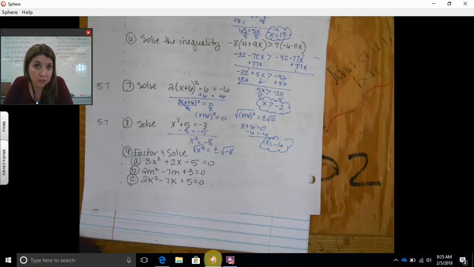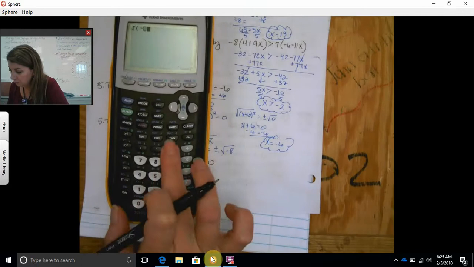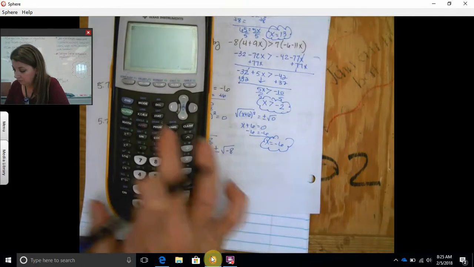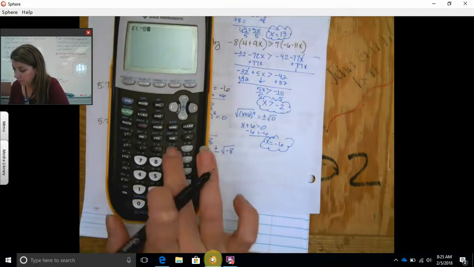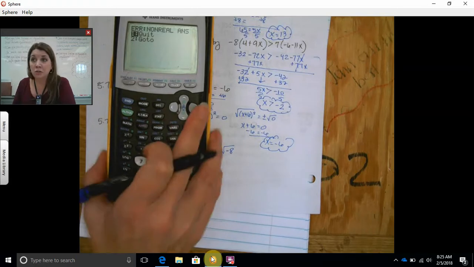Well, there's a solution. So if you put that in your calculator, it says non-real answer. What did I tell you? What kind of answer will you get? An imaginary solution. If you took Algebra 2, you've already dealt with imaginary solutions. We haven't talked about them in here. So you can't say no solution because there's a solution.